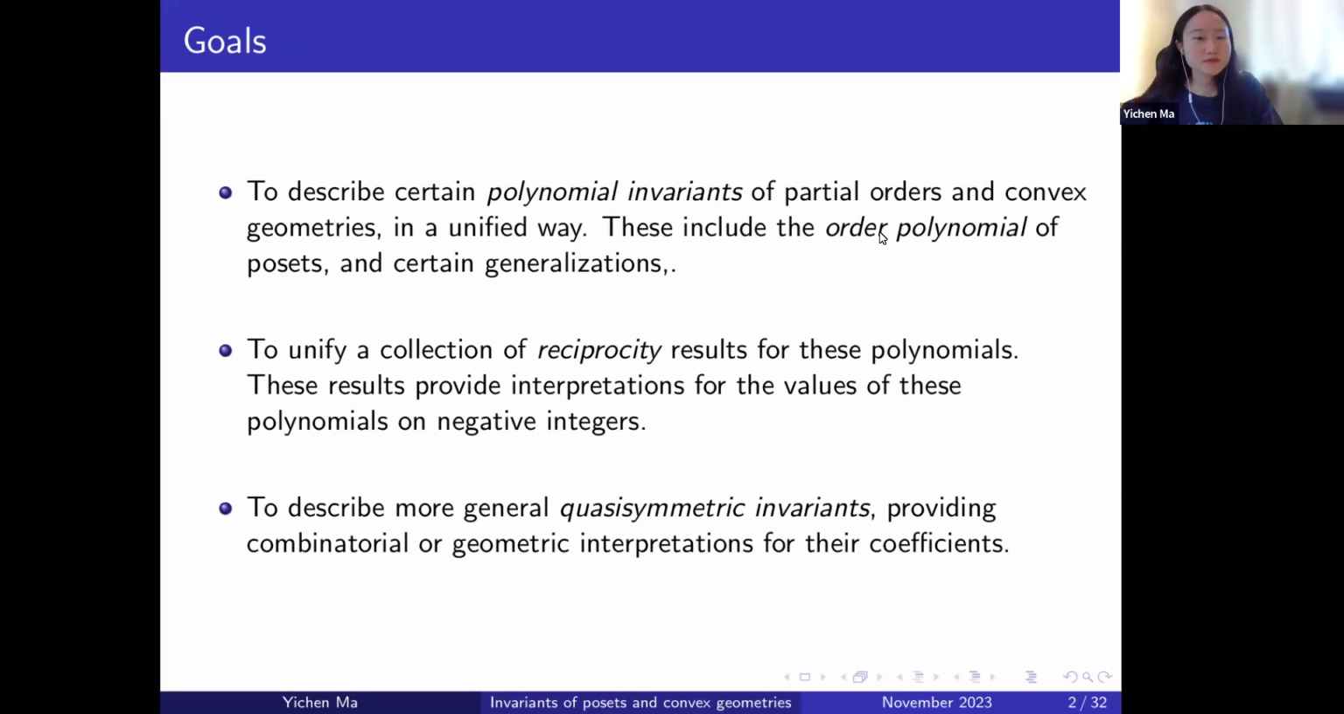And finally, we want to describe a more general quasisymmetric invariant. We want to describe the coefficients of the invariant by combinatorial and geometric representations. Specifically, some of them satisfy some very nice relations, for example, the Bayer-Billera relations, and we'll show that.